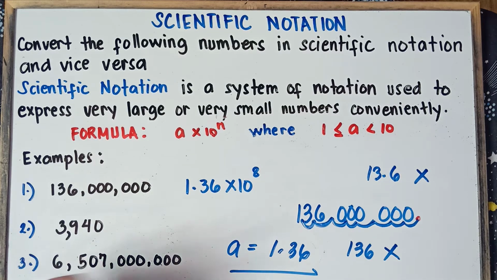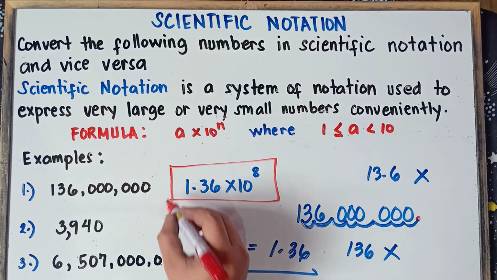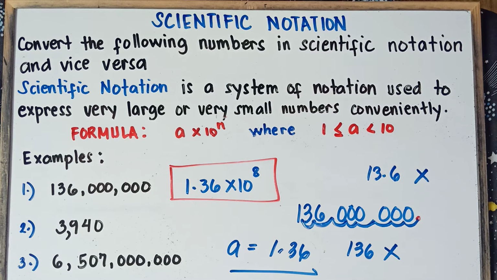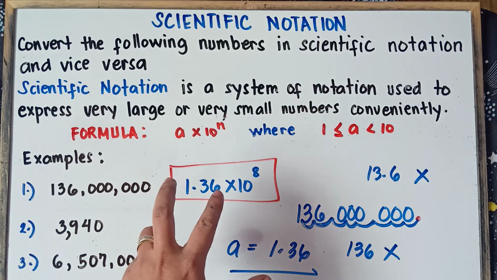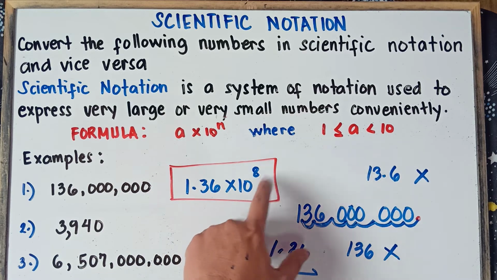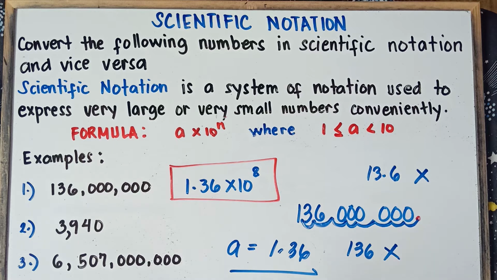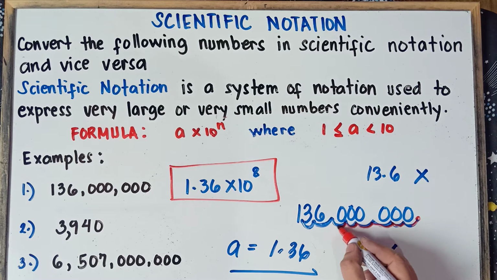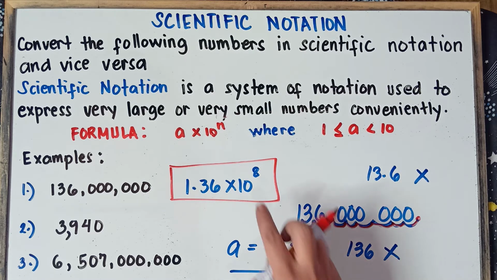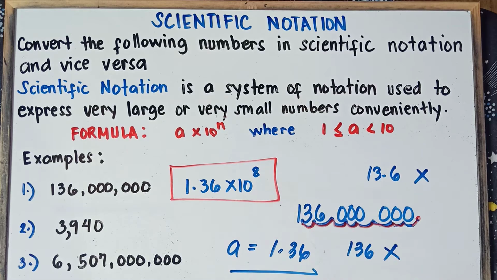That's it, class. That's the answer with regards to example number 1. Simple as that, class. So that would be 1.36 times 10 raised to the power of 8. It should be positive 8 because we convert very large numbers into scientific notation, and our n should be positive. Count the number of decimal places, class. You move from right to left. So 1, 2, 3, 4, 5, 6, 7, and then 8. So that's why, class, we have positive 8. I hope it's clear for you, class, with regards to example number 1.